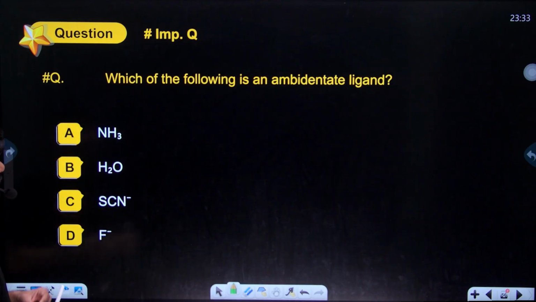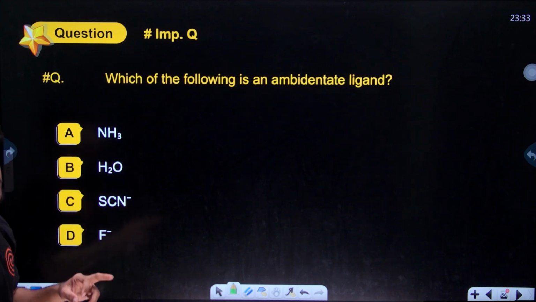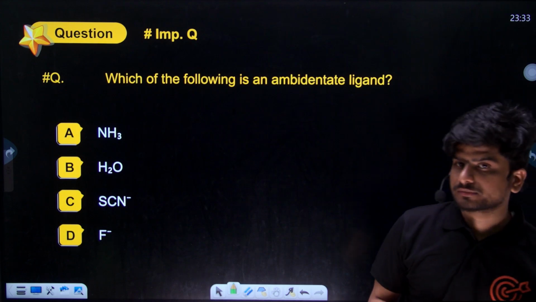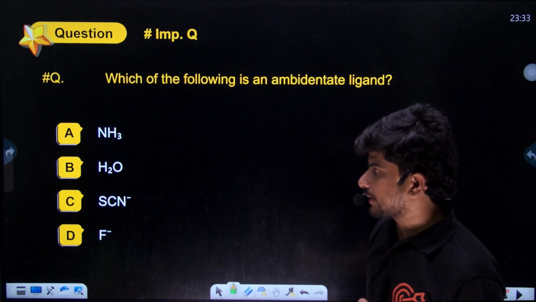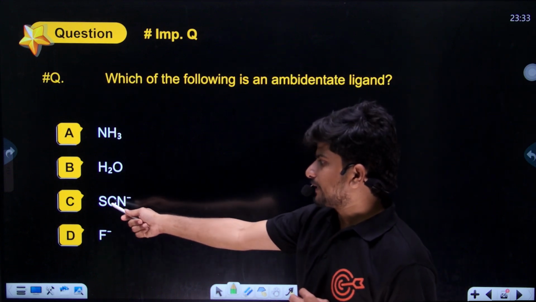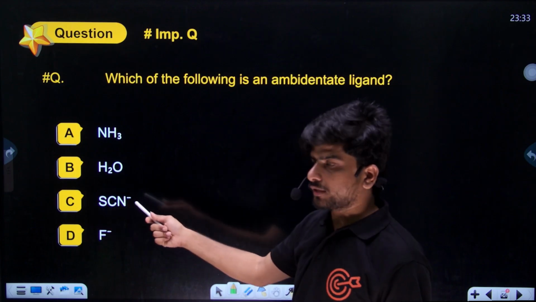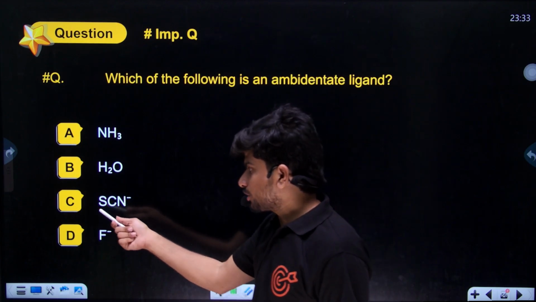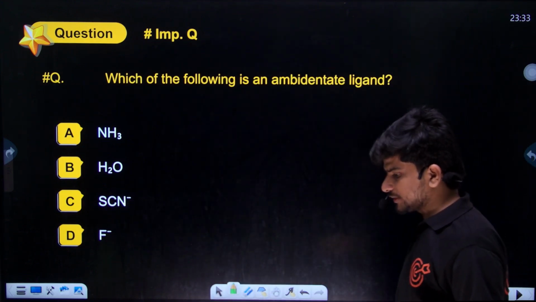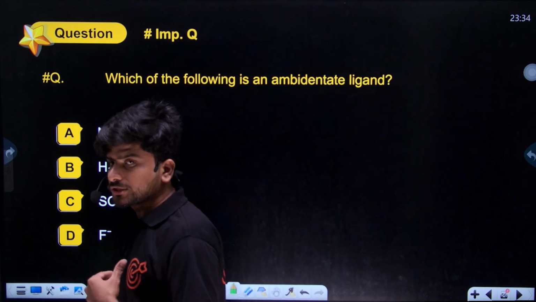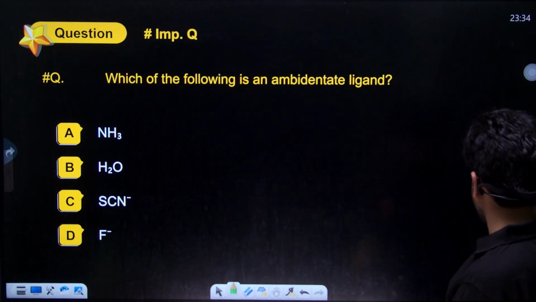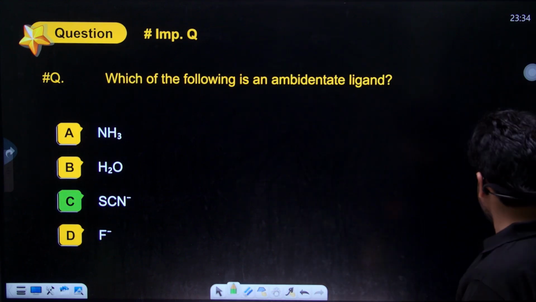Example, which of the following is ambidentate? So NH3, there is only one donor which is N, the N has a lone pair which is attacking your central metal atom. Oxygen is the one which carries. Fluorine has a lone pair again. SCN, sulfur can attack, or nitrogen also can donate. So both of these, if you consider SCN and NCS. If S is the one which is donating, you will get thiocyanato. If N is the one, you will get isothiocyanato. So here SCN is the answer.